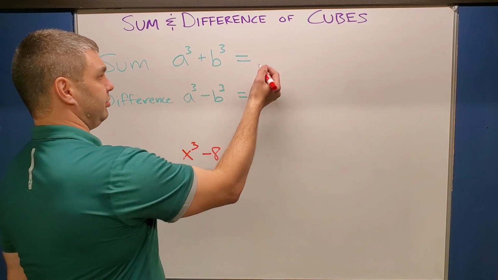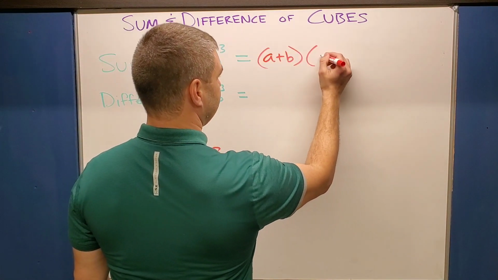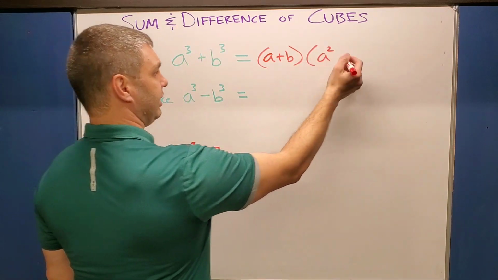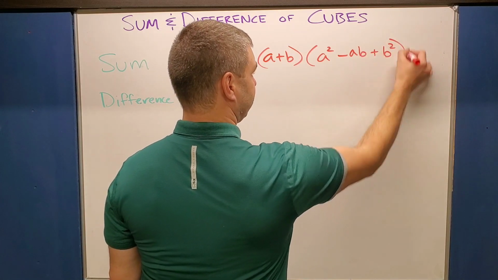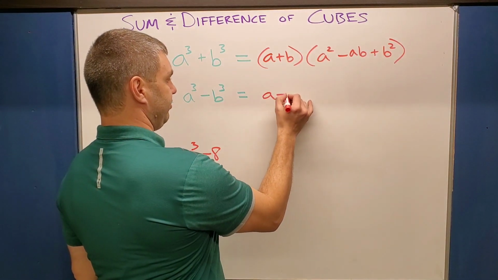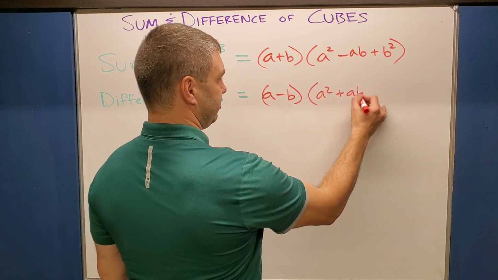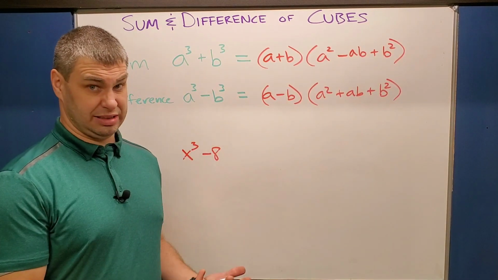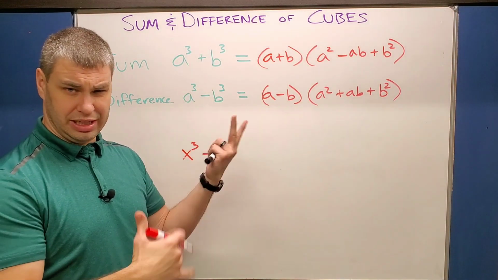The sum of cubes is going to be a plus b in parentheses times a squared, and then minus a times b plus b squared. Whereas the difference of cubes is going to be the formula a minus b, and then over here, we're going to have a squared plus ab plus b squared. And you'll notice a couple things with these. One, they're very, very similar. But two, what are some of the differences? How do I know if I get pluses or minuses and when and where?